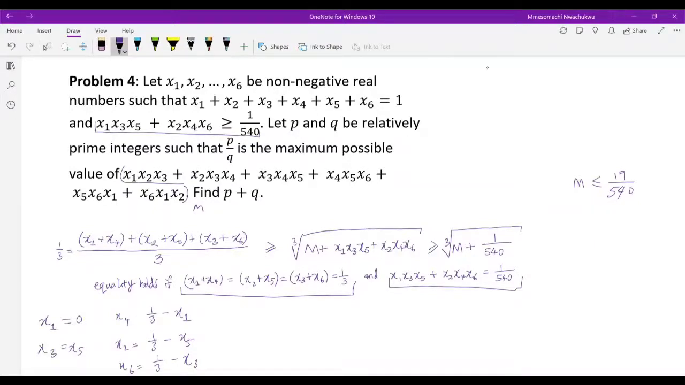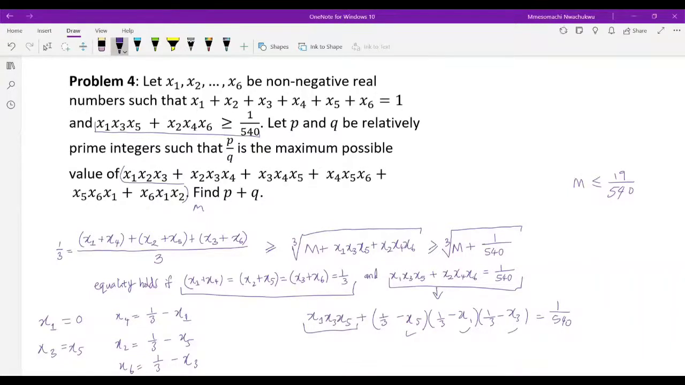And what do we have? This inequality here becomes x1 x3 x5 plus 1 over 3 minus x5 into 1 over 3 minus x1 into 1 over 3 minus x3 equals 1 over 540. And so we can expand quickly. And we see that when we expand, this guy here will cancel out with the product of this and this. But yeah, just one of the things we can do.